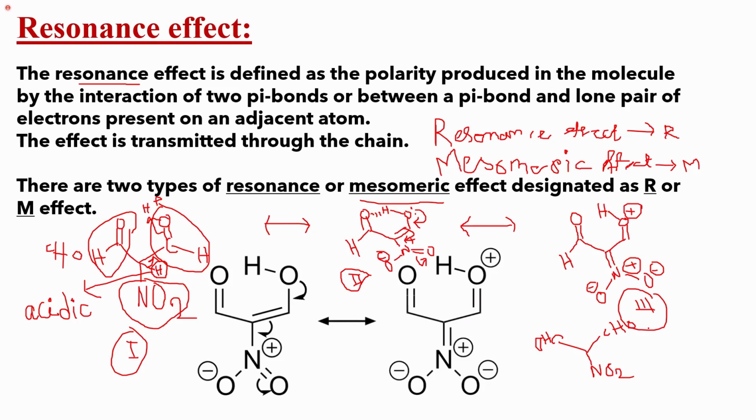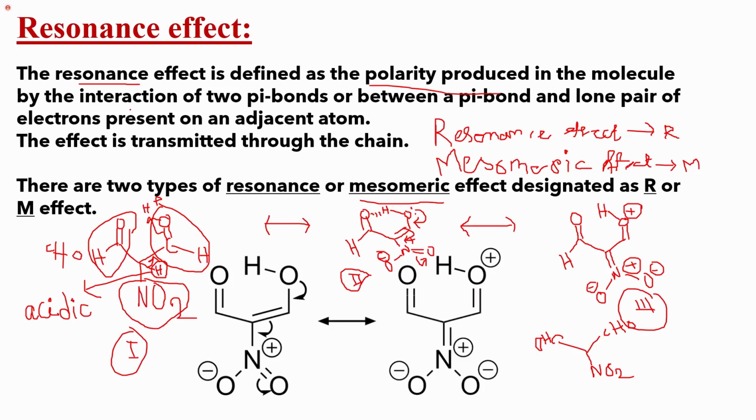And also there are two types of resonance or mesomeric effect designated as R or M effect. So whatever they are saying in the definition, the polarity produced in the molecule: if it is a neutral molecule, then the polarity is produced in the molecule by the interaction of two pi bonds, or between a pi bond and a lone pair of electrons. You can see there is a pi bond and a pi bond interaction also there.